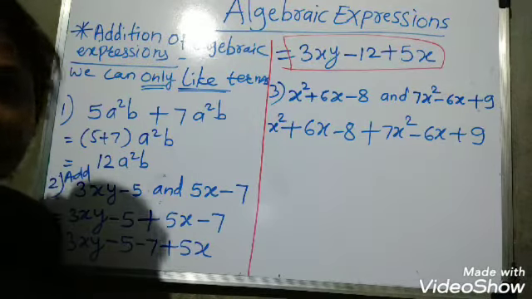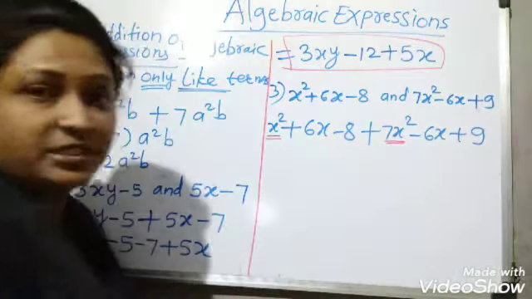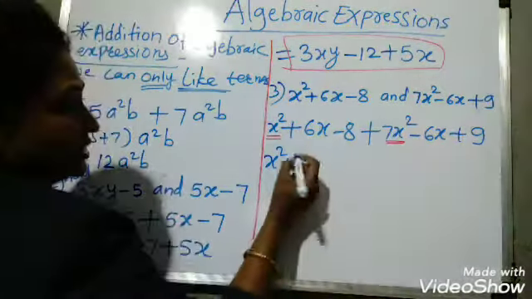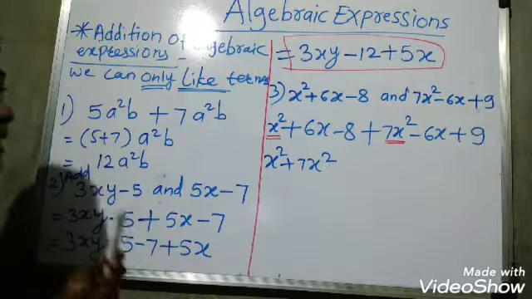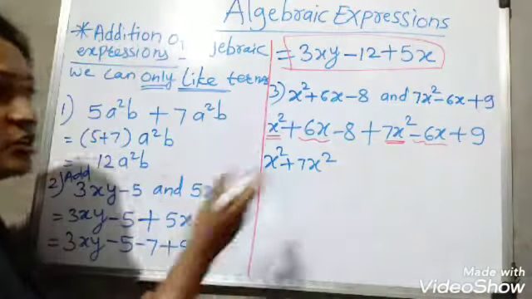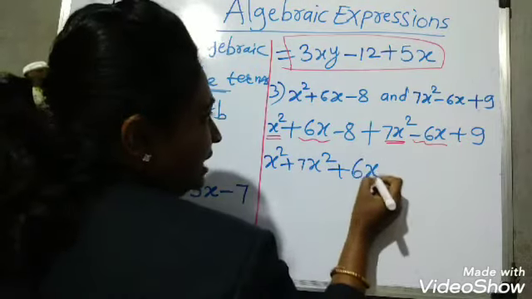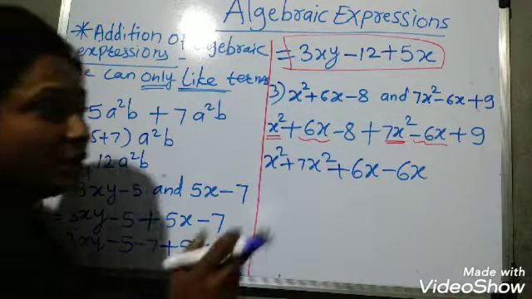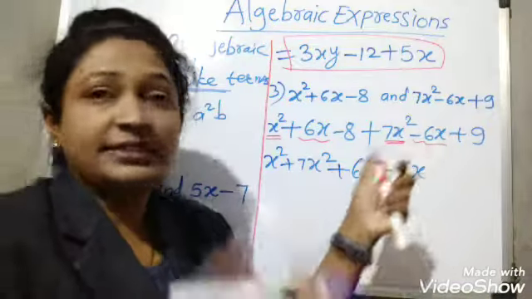Now like terms means what? Their variable should be the same. Now here see, here also x square, here also x square. It means they are like terms. So write them together: x square plus 7x square. Now plus 6x. Here 6x is there, x is the variable, and here also 6x. So both are like terms. So we will take plus 6x and minus 6x together, because it is easy for calculation. But whenever you are changing place, always remember you have to take that term with its sign.